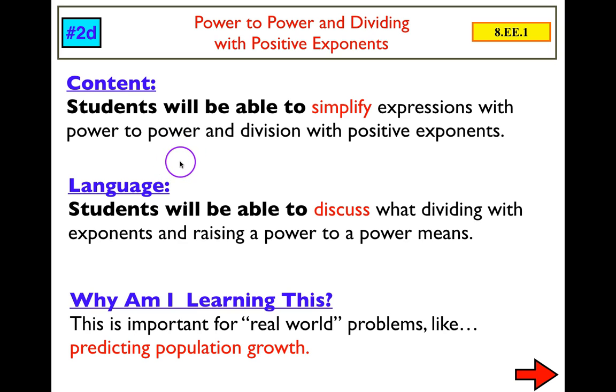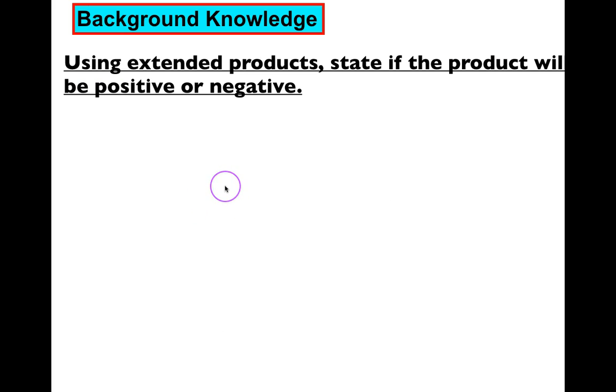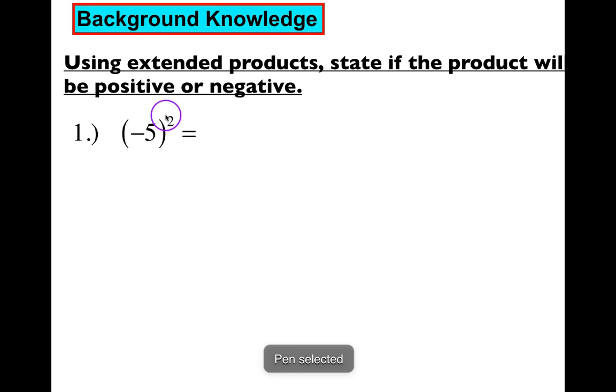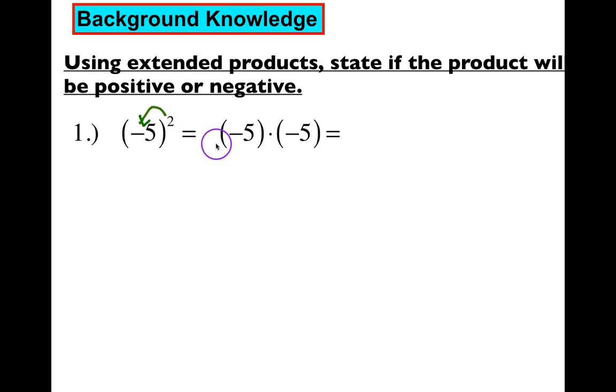Well, it's important for real-world problems like predicting population growth. So first we're going to go over some background knowledge. We're going to look at what extended products mean and whether or not our products will be positive or negative. So here, what am I going to do? Well, what is being raised to the second power? It is a -5. So that's going to be -5 times -5, which would, of course, equal a positive number.